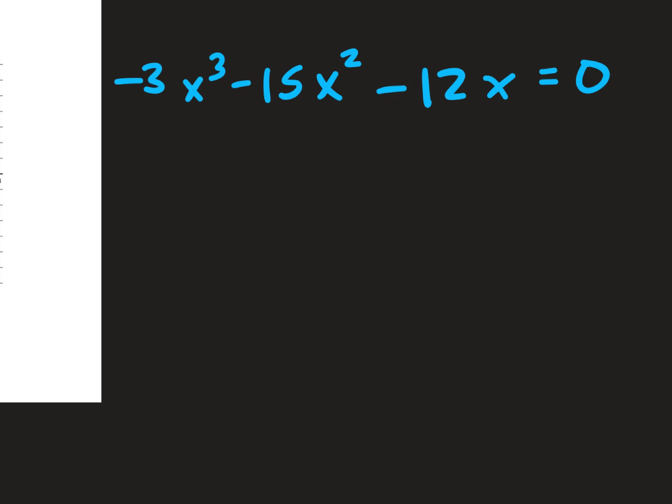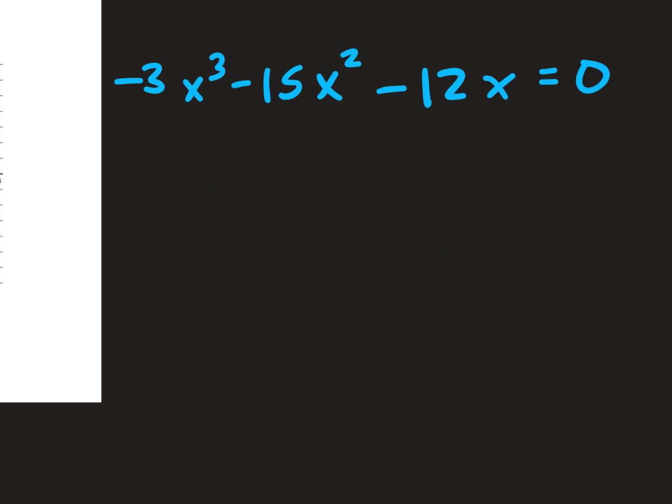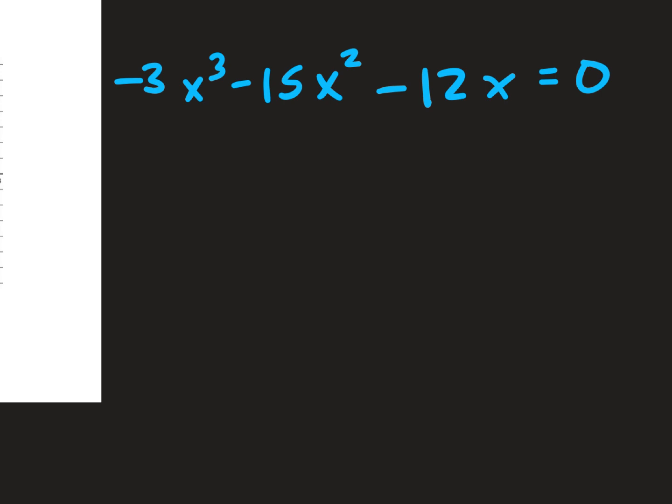Take out the GCF. What's our GCF? Perfect. -3x. We want to take out the -3, negative more specifically, because we like it when our leading term is positive. So -3x. We're left with x squared plus 5x plus 4. What are two factors of 4 that add to 5? 1 and 4. So this would break down into x plus 1 and x plus 4. Don't forget we took out that -3x out front. What would we do next?